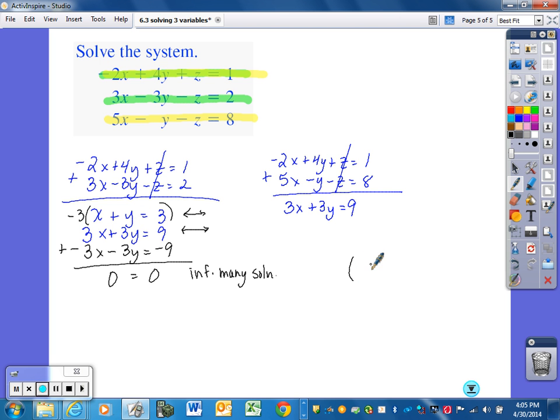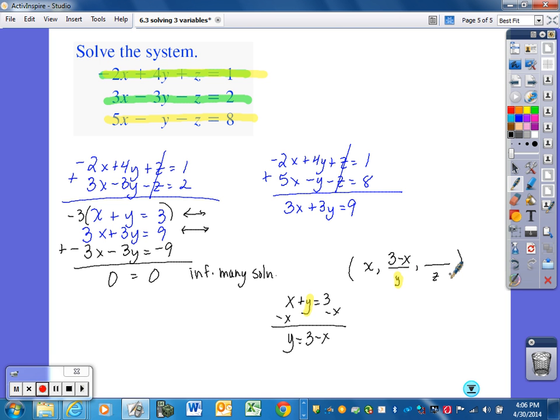So if I want to write it in terms of x, first I have x. Then this one will be y's value, and this one will be z's value. So I had x plus y equals 3. I'm now looking for y's value. So I want to solve this equation for y. So I subtract x, and I have y equals 3 minus x. So in the y spot, I'm going to put 3 minus x.